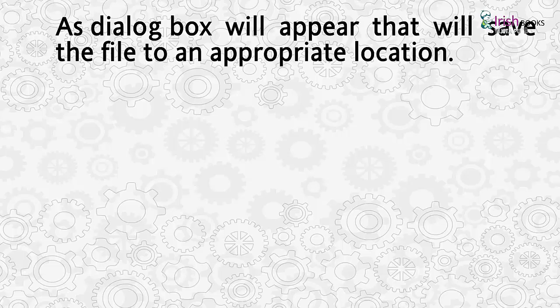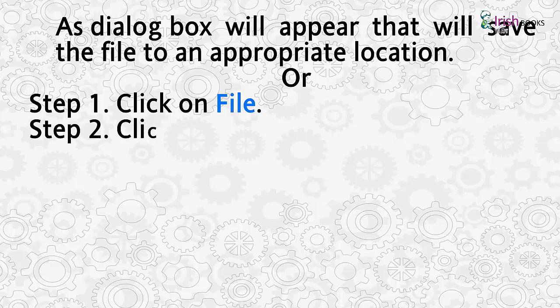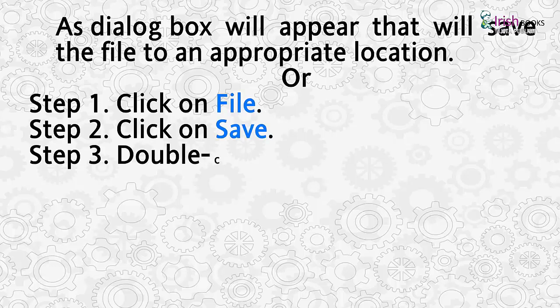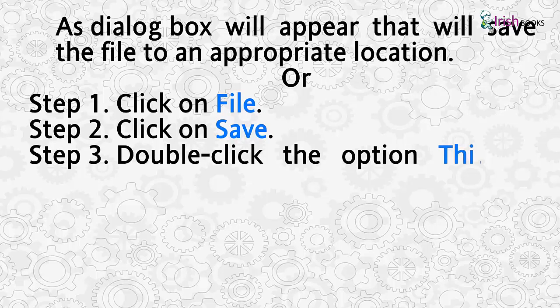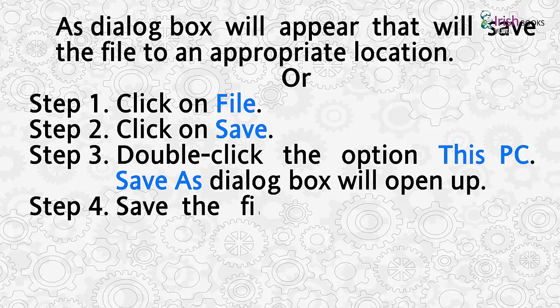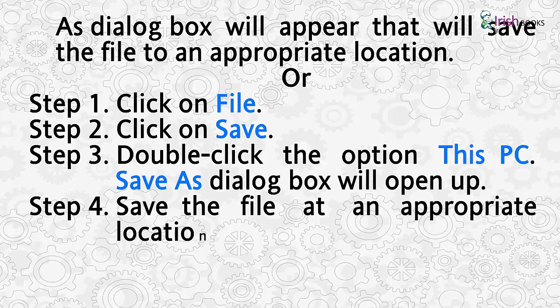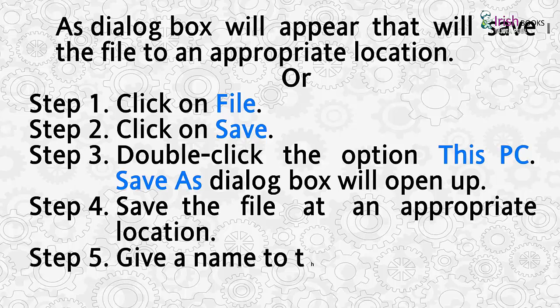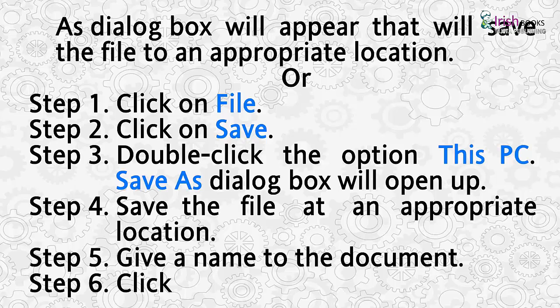Or, Step 1, click on File. Step 2, click on Save. Step 3, double-click the option This PC. The Save As dialog box will open up. Step 4, save the file at an appropriate location. Step 5, give a name to the document. Step 6, click the Save button.